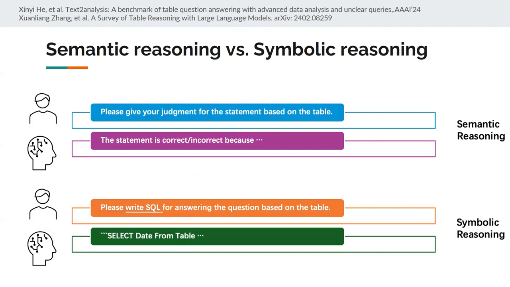As mentioned before, we have two paradigms to solve this type of reasoning problem, namely semantic reasoning and symbolic reasoning. The former, like the first question style on the slide, requires the LLM to give a direct judgment and can also ask for a text version of evidence. The latter is like the second question style, which requires the LLM to give a specific query code, and the user can execute it to get the result.